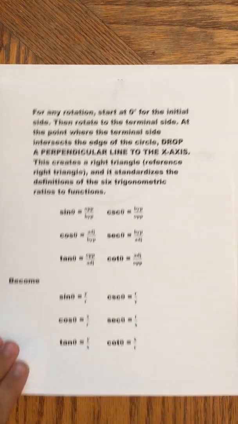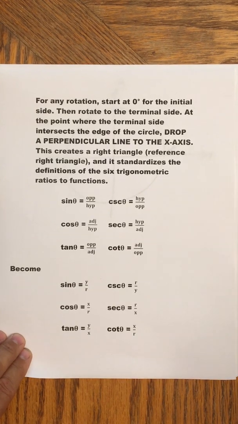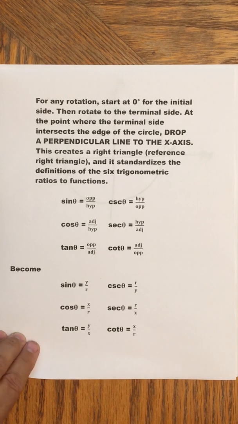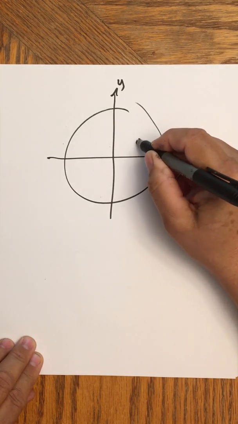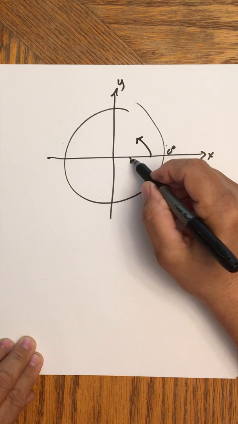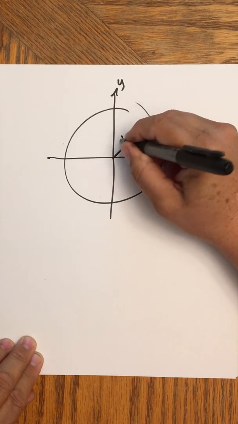Start at 0 degrees for the initial side, rotate to the terminal side, whatever rotation that is. At the point where the terminal side intersects the edge of the circle, drop a perpendicular line to the x-axis. All right, so let's do that. So let's say I rotate this much. So here's my initial side, and then here's my terminal side.